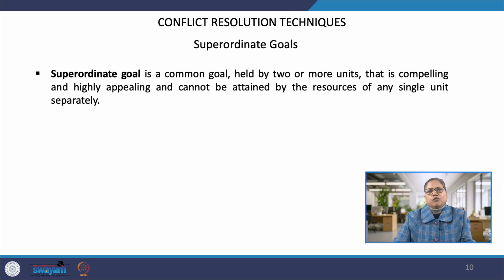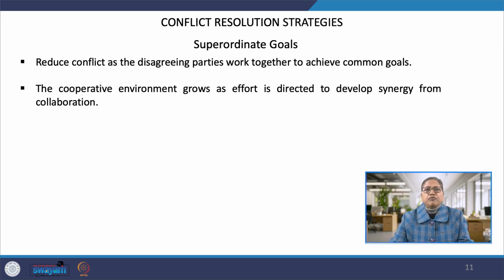A superordinate goal begins with the definition of a shared goal that cannot be attained without the help of both parties. So, both parties collectively work towards attaining the objective. Superordinate goals are highly valued, unattainable by any one group alone, and commonly sought after. They must supersede other goals that the unit may have individually. It reduces conflict as the disagreeing parties work together to achieve the common objective.